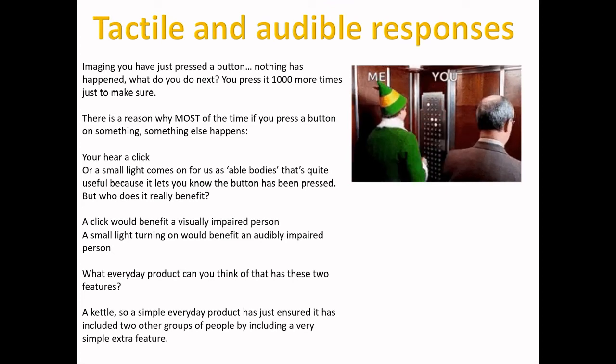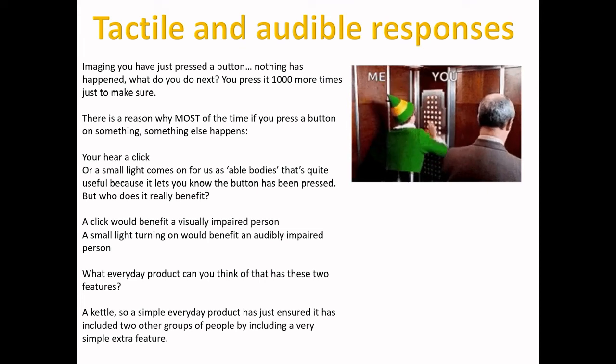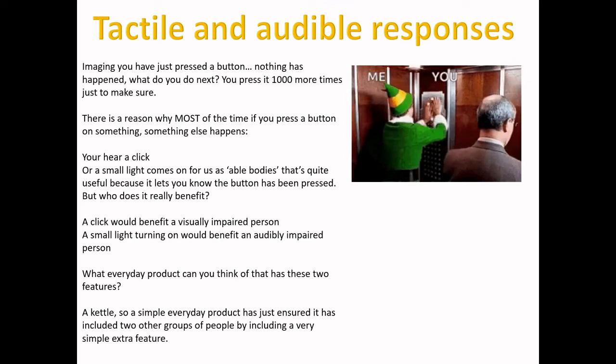So if you hear a click or a small light comes on, it's helpful for us because if you press a button, even light switches or anything, and something doesn't happen straight away, it might be that something's warming up. But when you hear that click, that lets your brain know, okay, that button's been pressed. Certain light switches take a few seconds to come on because they're energy efficient. You press that button, it clicks, and you know slowly it's going to come on. Or the light comes on, and then you know something else will happen. For us, that's quite useful, but it's actually there for another subset of people as well.